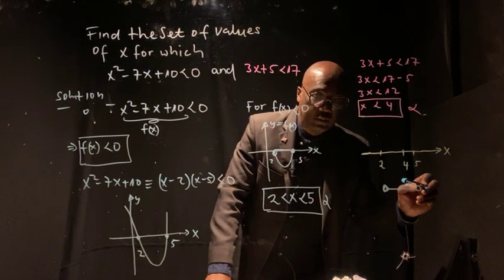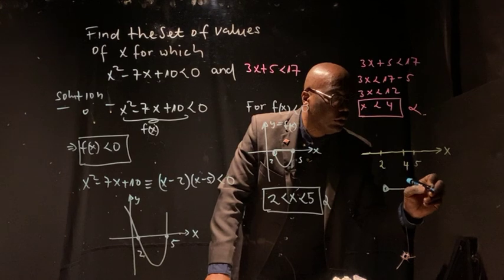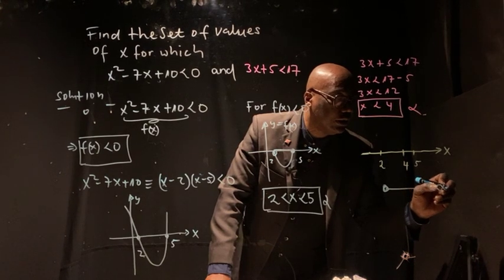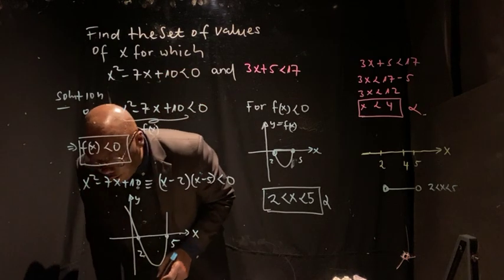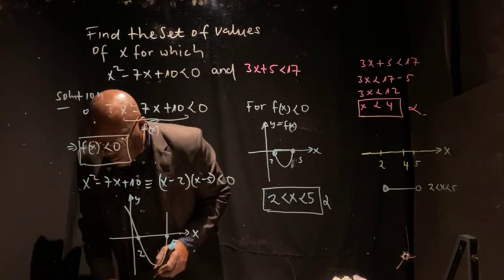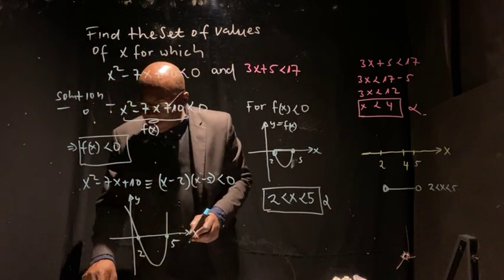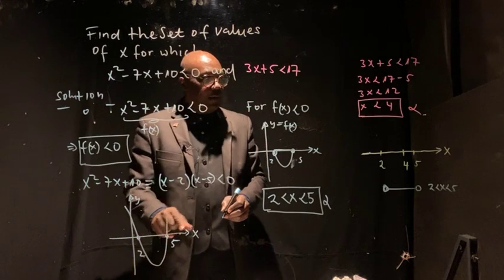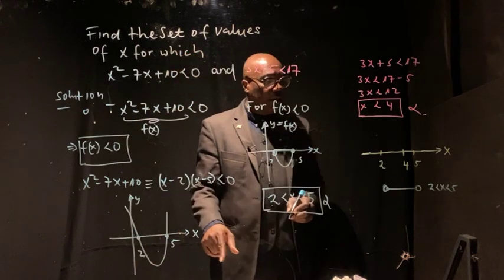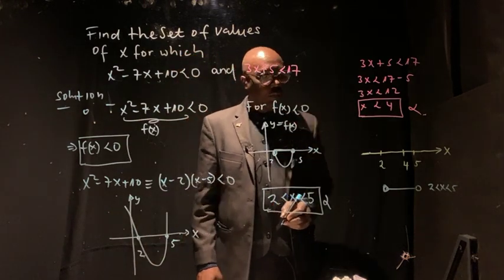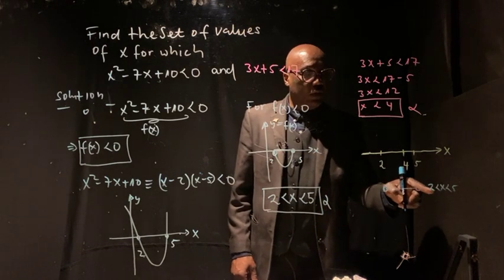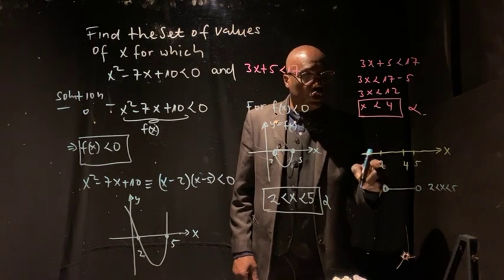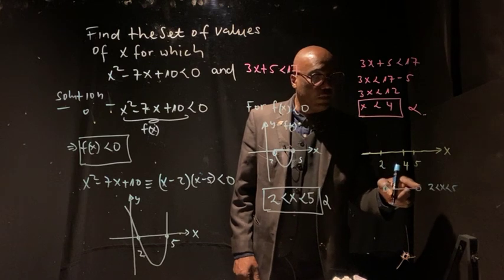Good. That is 2 less than x less than 5. Let me see the board, whether you can see it properly. Yeah, you can see it properly because I can see it on my screen here. If I can see it, it indicates that you can see it as well. So this inequality is what we have here. This is 2 and this is 5.